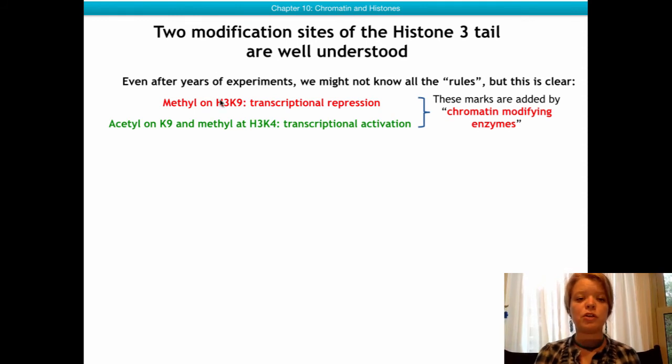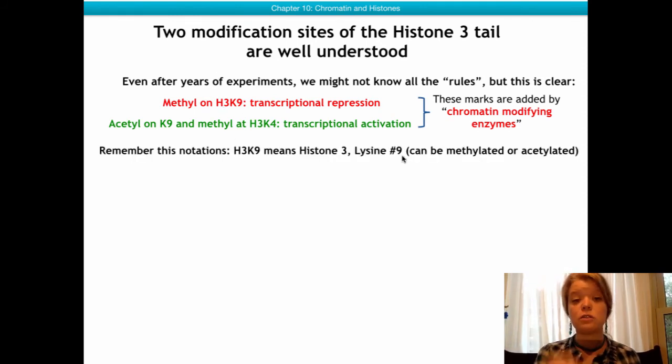So the modification on histone 3, lysine 9, is one of these locations. If you methylate H3K9, this causes transcriptional repression. If you acetylate H3K9 and instead methylate H3K4, that causes transcriptional activation. And this methylation, demethylation, acetylation, deacetylation is done by these chromatin modifying enzymes. They're enzymes because they either attach a methyl group or remove it. Who knew that a simple methyl group would have such a giant effect?